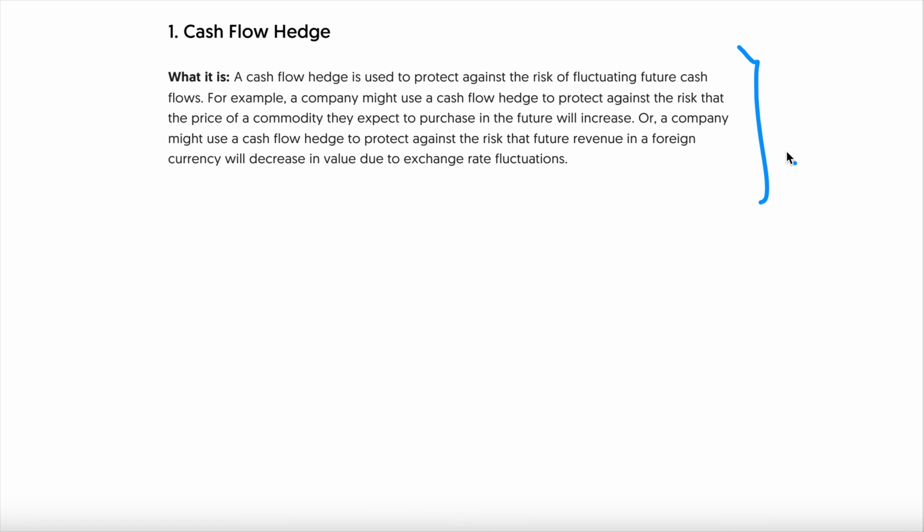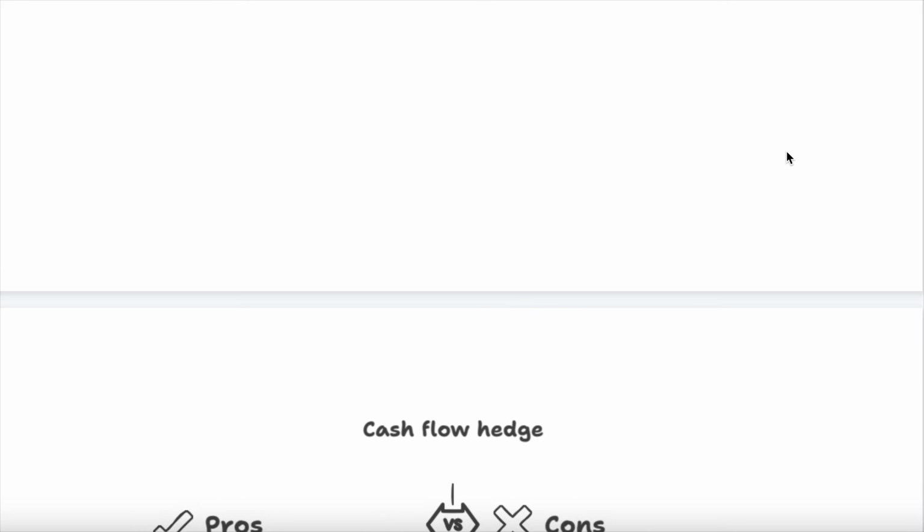So, in simple terms, you're going to use the cash flow hedge when there is cash directly involved due to foreign currency fluctuation. Okay, maybe there is something to do with the commodity price and things like that. So if you are in a position where you're purchasing the commodity, if the prices go against you, you will get into the cash flow hedge.